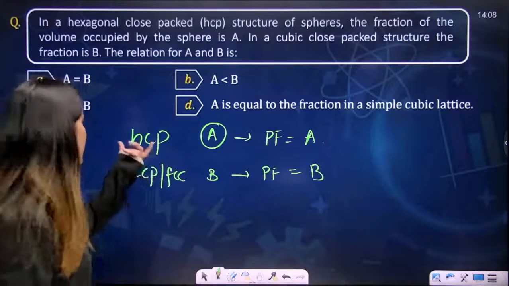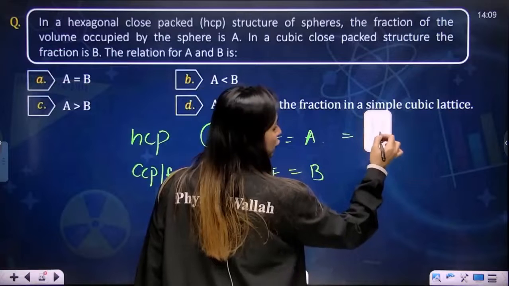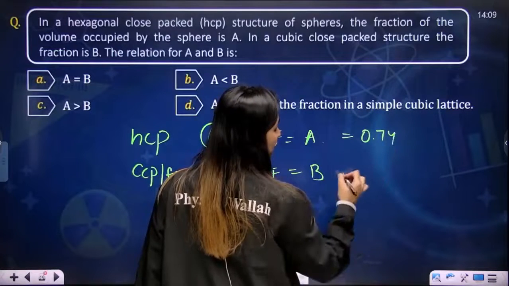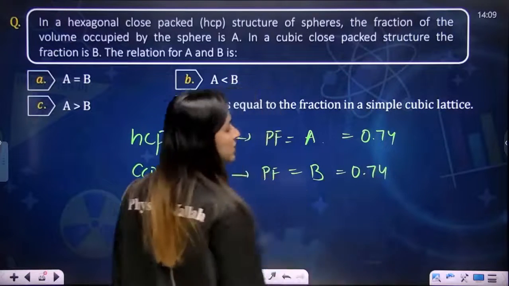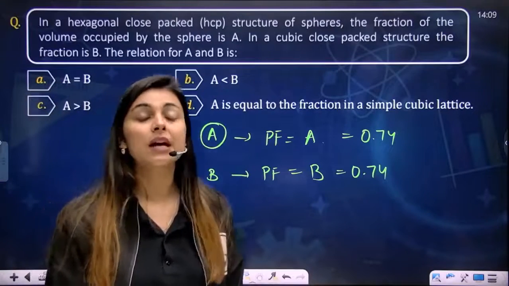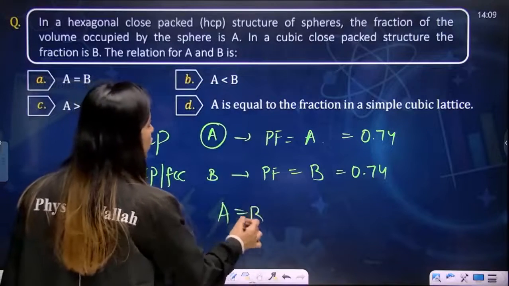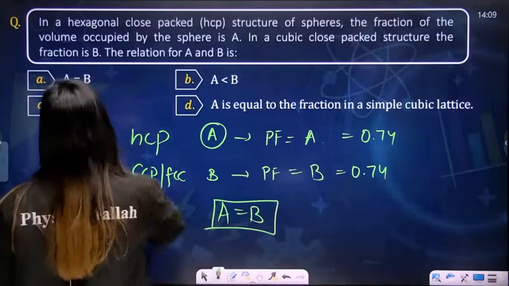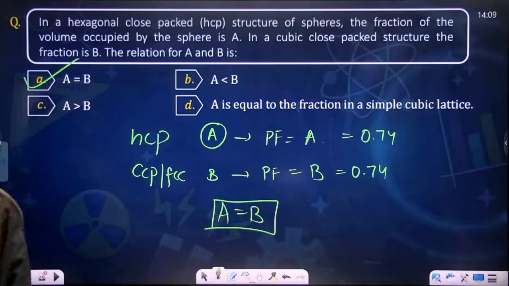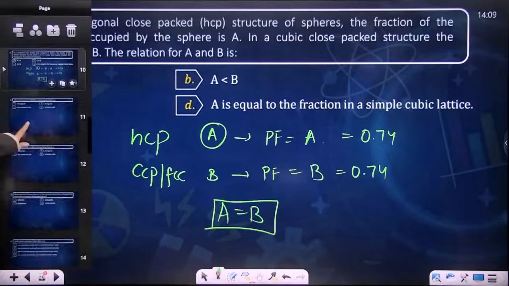My dear students, the packing fraction for HCP is 0.74. The packing fraction of FCC is 0.74. It is exactly the same. Yes, their structures are different, but their packing fraction is exactly the same. So I'll say that A is equal to B. So option A will be your correct answer. So this is how you will be solving this type of question. Perfect? Yes, perfect, my dear students. Let's move forward to the next question.